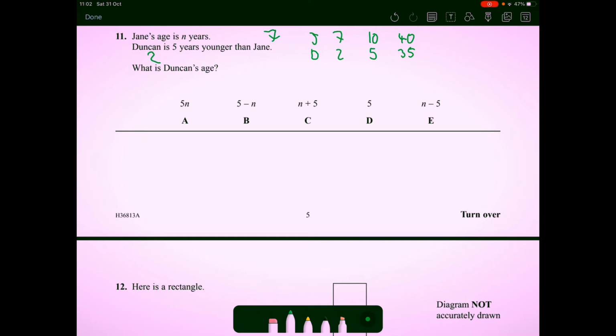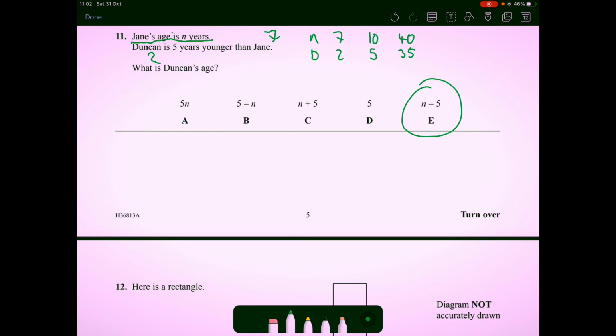Jane's age is n years. So that value there, we can just use the letter n. Duncan is going to be 5 less than that. So what are we doing to go from 7 to 2, 10 to 5, 40 to 35? Well, each time we're taking away 5. So we're looking for n, take away 5.